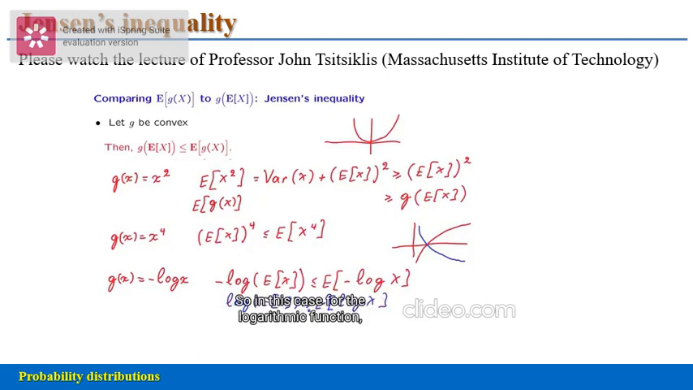So in this case, for the logarithmic function, the inequality goes in the opposite direction. The reason is that the logarithmic function is a concave function, not a convex one. And by arguing similarly to this example, a concave function is the negative of a convex function, and for concave functions, Jensen's inequality still holds, but the inequality goes the opposite way. Jensen's inequality turns out to be quite useful. In many cases, we want to say something about the expected value of g of x, and Jensen's inequality allows us to do that.